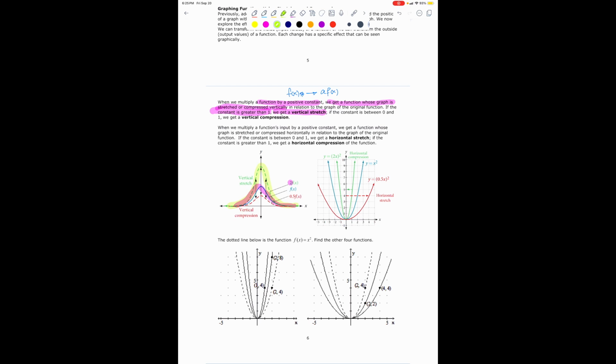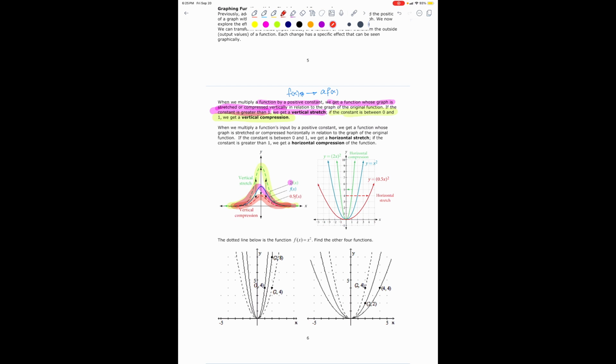And then if the constant is positive but between 0 and 1, you'll get a vertical compression, which is basically the graph is going to be flatter. It's going to be wider because it's just compressed down vertically. So that happens if you multiply the output of the function by a positive number, of course. A negative number is going to be a reflection. So you can discover that through the activity.